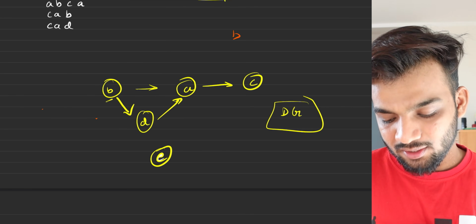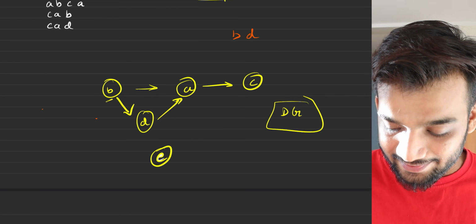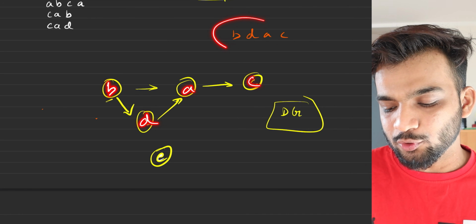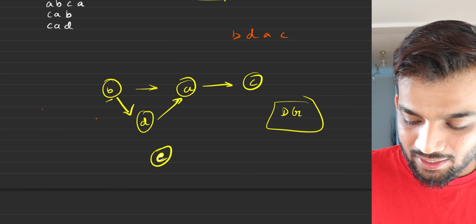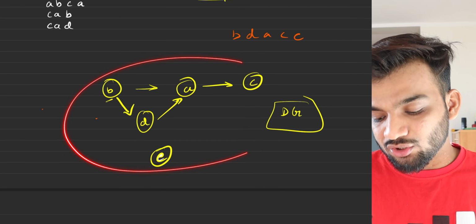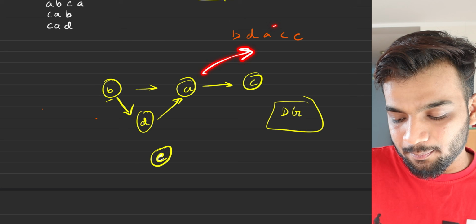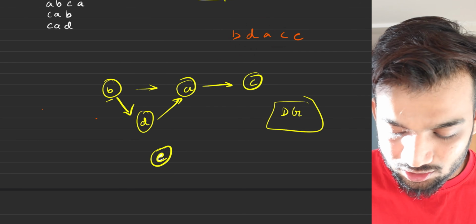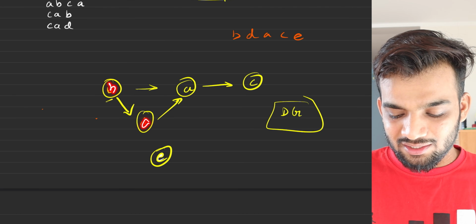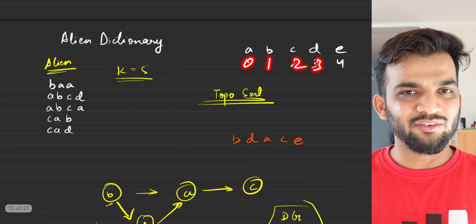Then you'll get D, then A, then C. B, D, A, C is the topo sort. If you include E, you can add E over here or at the front, wherever you wish. If you perform the topological sort of this directed acyclic graph, you will get something like BDAC E as the topological sort. Now, how do you implement this? Instead of storing BDA, we will store something like 0, 1, 2, 3. It's a very simple thing.